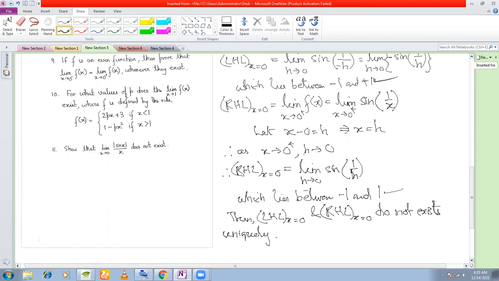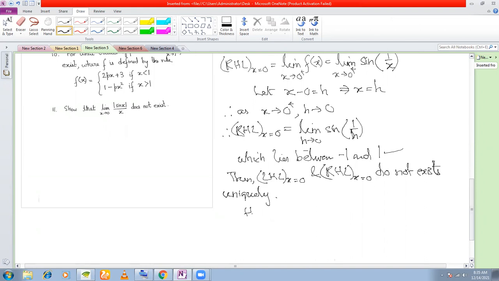It lies between minus 1 and +1 and can take any value. I'm not sure whether they are equal. Therefore, they do not exist uniquely. Hence, we say limit x tends to 0, sine 1 by x does not exist. And that is what we needed to show. Okay, this is proved.